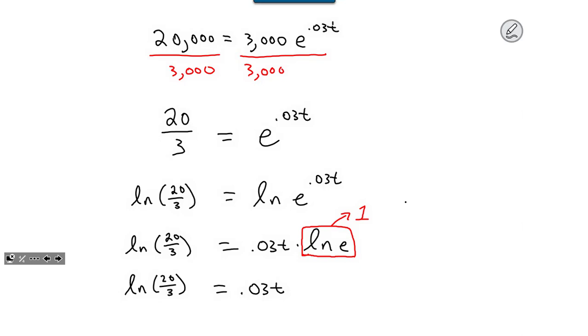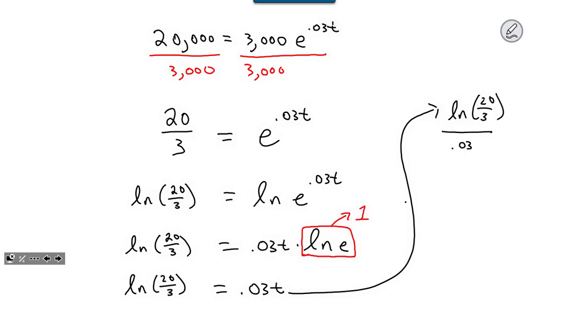All right, and then my last step here, follow me up over here. My last step here is I want to divide both sides by 0.03 because that 0.03 is multiplying t. So my final answer here is going to be the natural log of 20 over 3 divided by 0.03. That is going to equal t. Obviously, we want a value we can work with and wrap our head around, so we're going to have to use our calculator to get a decimal value for that.